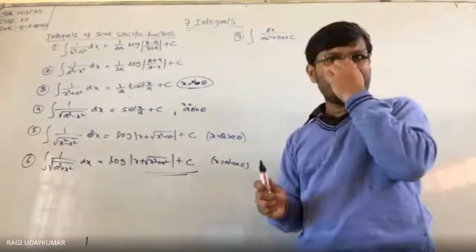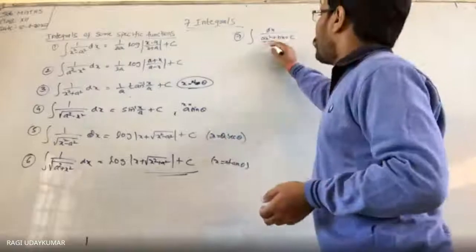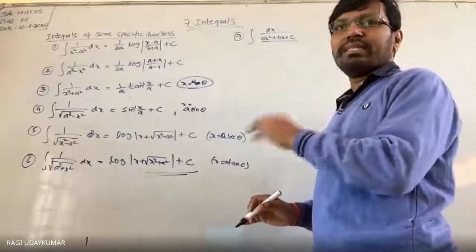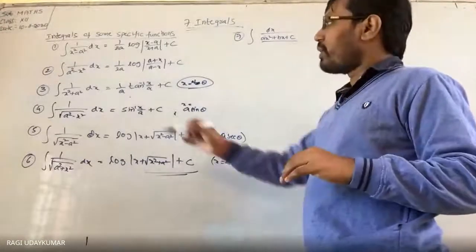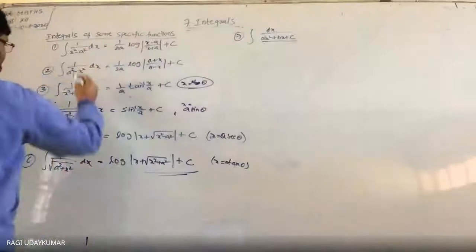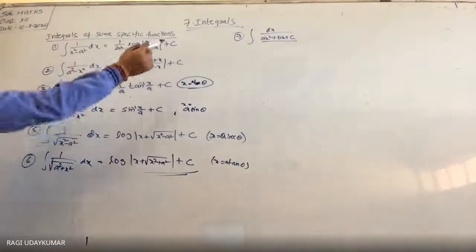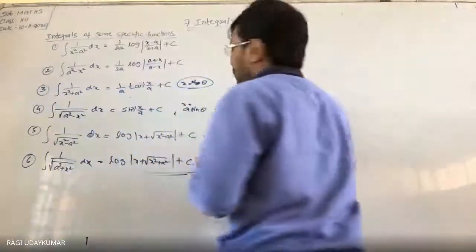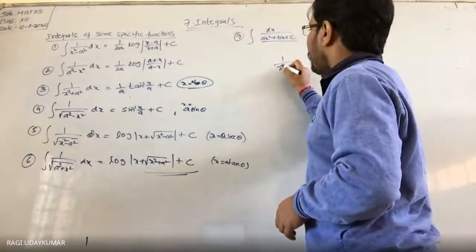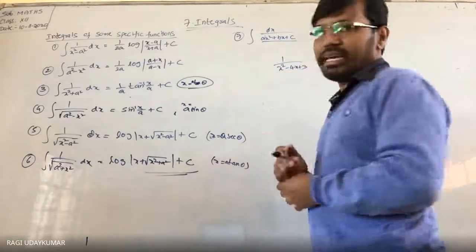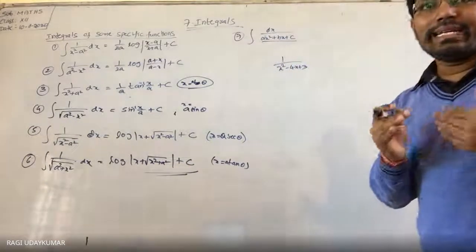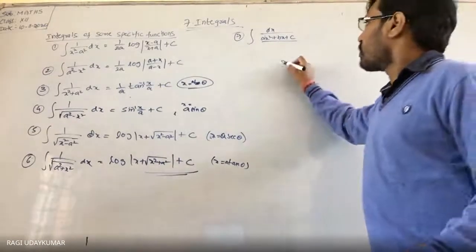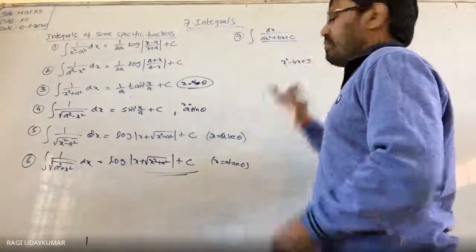Completing square method is nothing but this: you have to write it in the form of something square minus something square, or something square plus something square. You will get any one of these forms, and you have to bring it to that form. As an example, suppose in the denominator it is given x square minus 4x plus 3. So what is in the denominator? x square minus 4x plus 3.